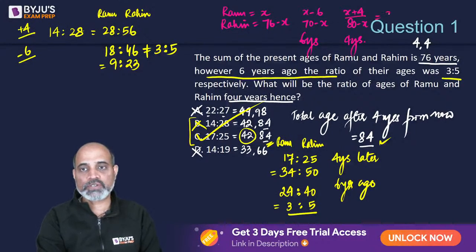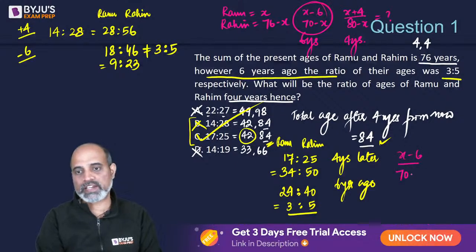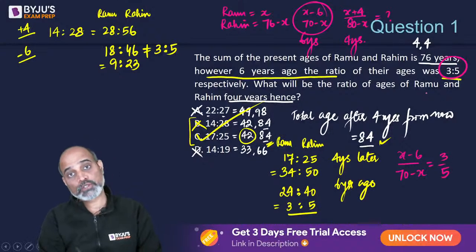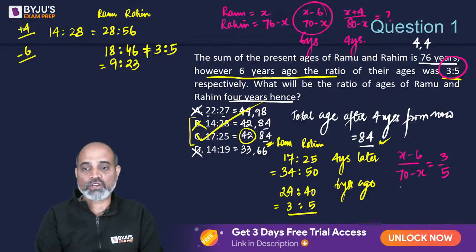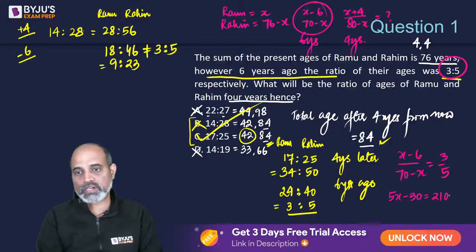So this ratio is asked, while this ratio of X minus 6 upon 70 minus X is given to us as 3:5. This is the age ratio, which was 6 years ago. So if we cross multiply, we will get 5x minus 30 is equal to 210 minus 3x, or 8x is equal to 240, or we will get the value of x as 30.